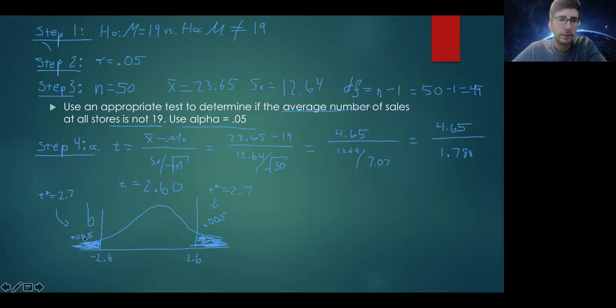If we add these two together, we would get a total p-value of 0.005 plus 0.005, right? We're adding both sides together. So the total area under the curve would be 0.01. So now let's go use our calculator and see if we can get a better answer.